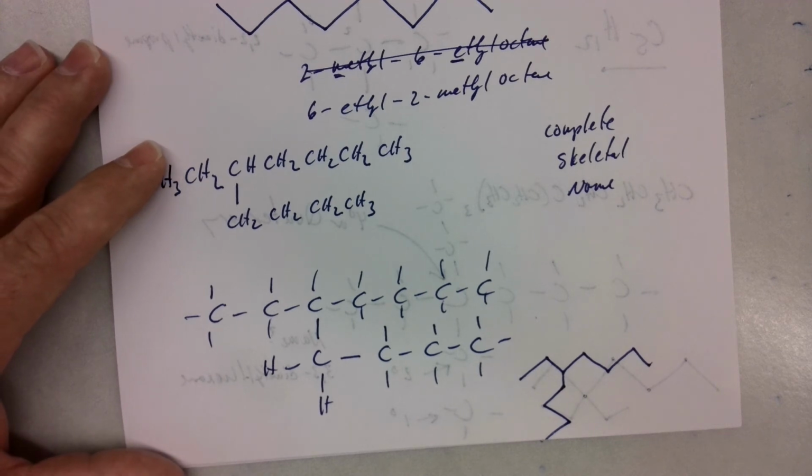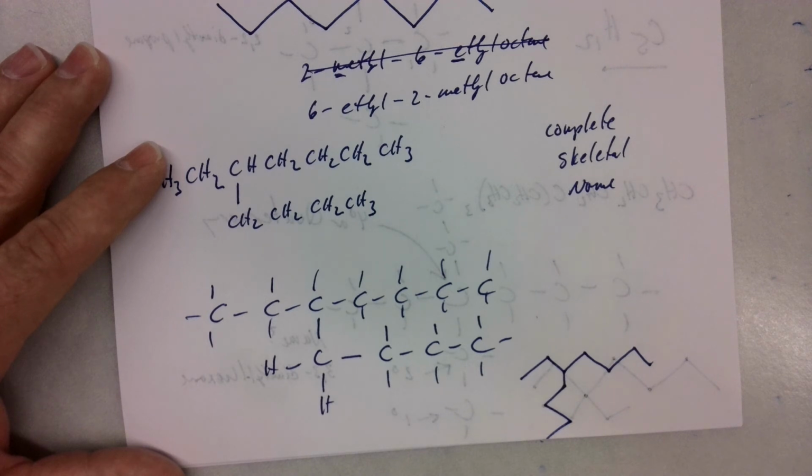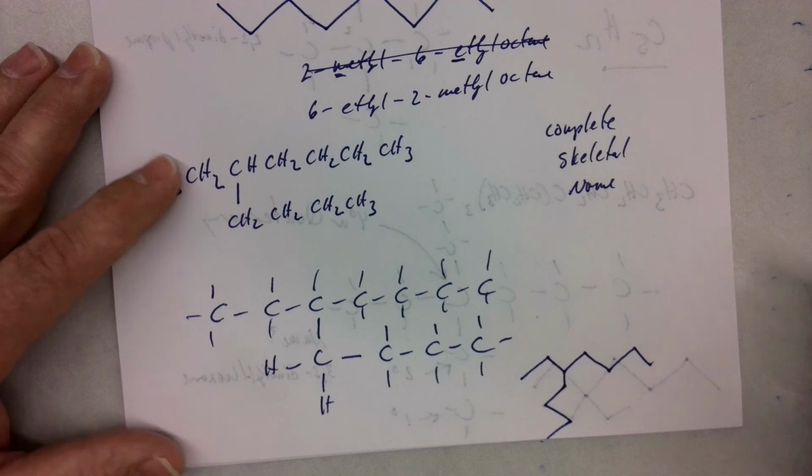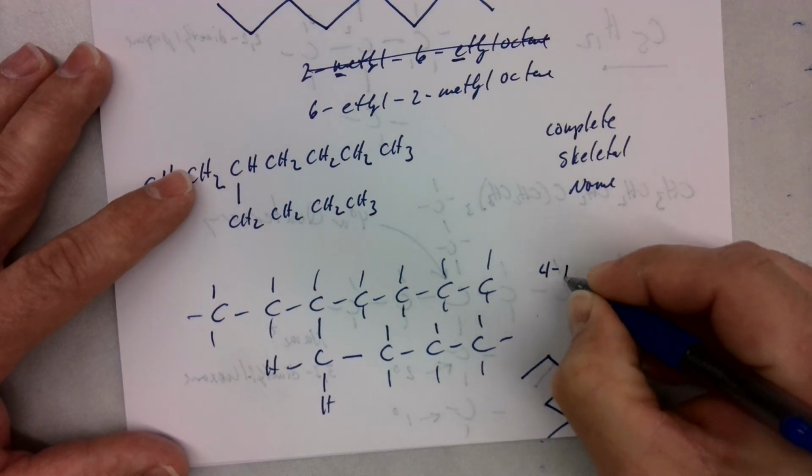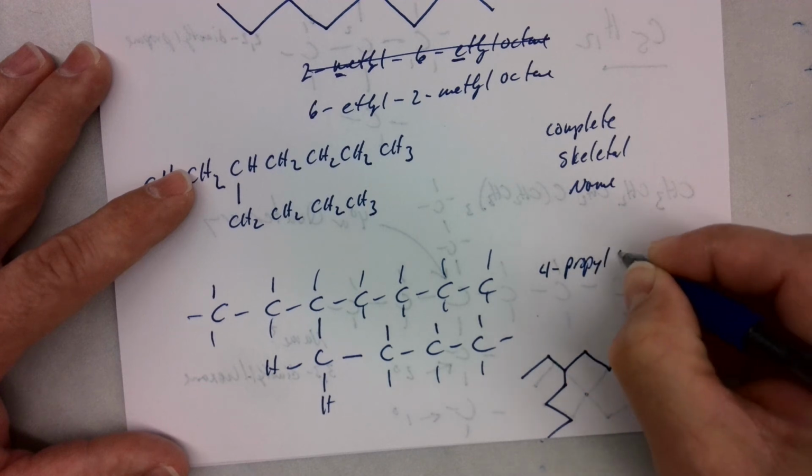Now, so you were 7. Geddes, I think you were my 8, right? What do you got for a name on this? 4-propyl nonane.